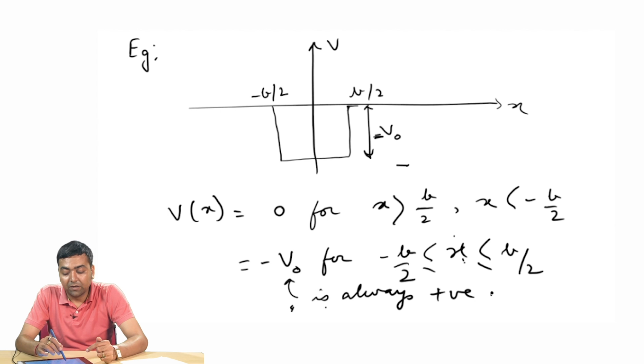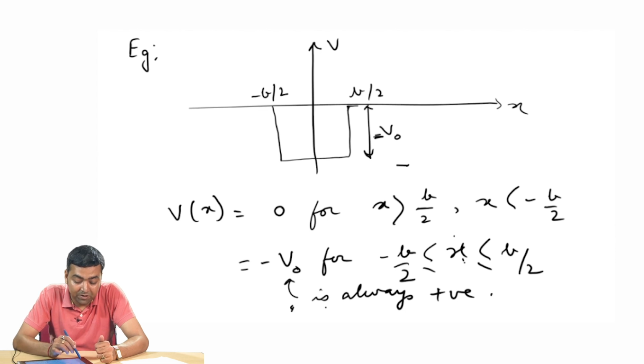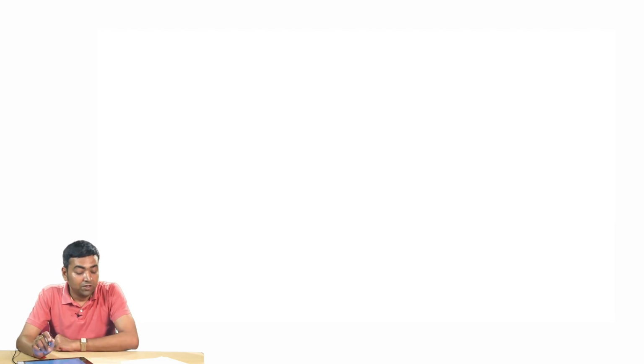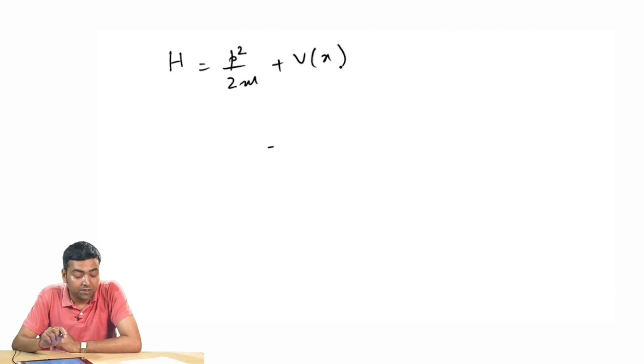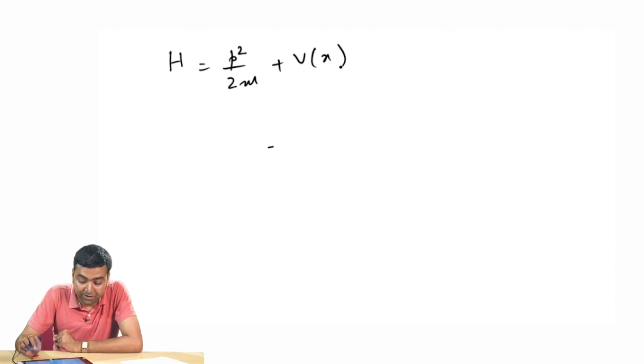So, this is the potential and I want to solve the Schrodinger equation for this one dimensional potential using the variational principle. My Hamiltonian is of the following form, given by p square by twice m plus V x, where V x is the potential which is given.